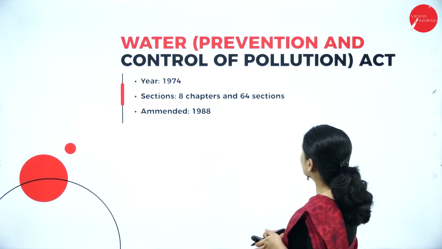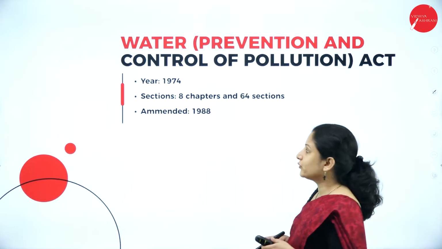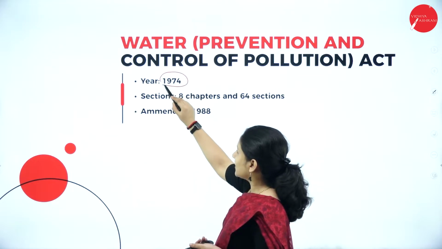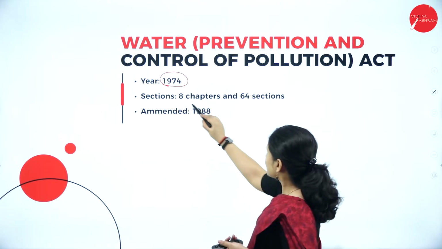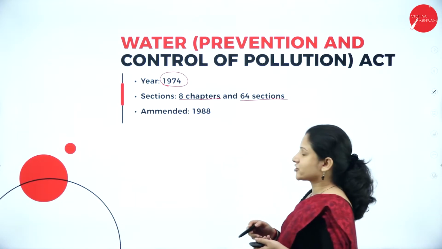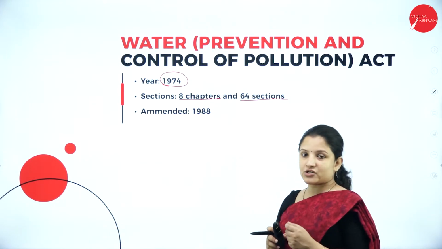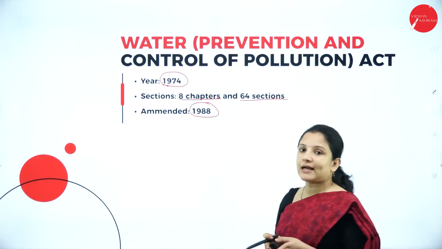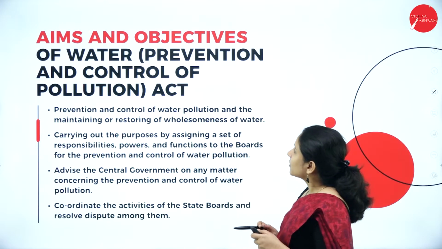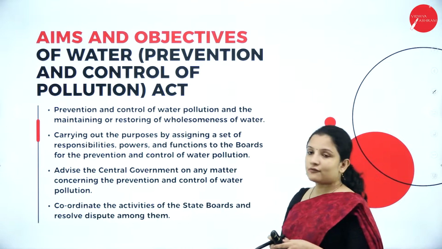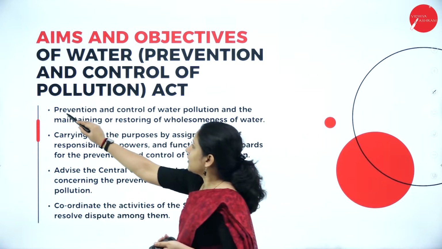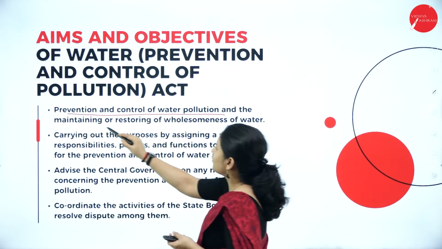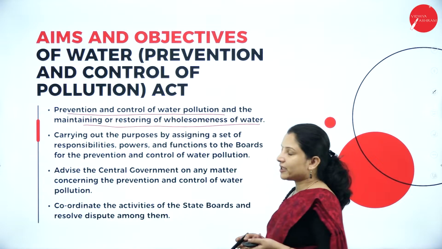Next, talking about the Water Act, that is the Water Prevention and Pollution Control Act. This was set up in the year 1974 and it has 8 chapters and 64 sections in which various rules and regulations have been framed, but it came into implementation in the year 1988. The main aims and objectives of the Water Act are to prevent and control water pollution and to maintain and restore the quality of the water that is already there.